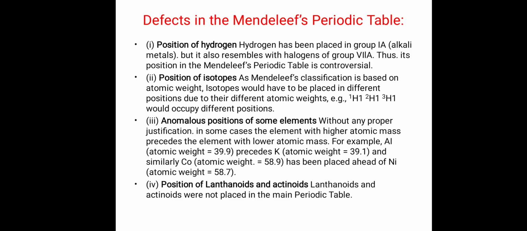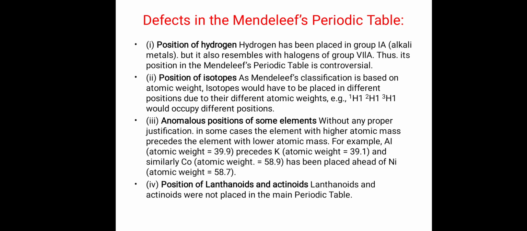Some demerits or defects in Mendeleev's periodic table. The position of hydrogen is not explained in the right manner. The next one is the position of isotopes. Mendeleev's classification is based on atomic weight, so isotopes would have to be placed in different positions due to their atomic weights. For example, take hydrogen. Hydrogen exhibits 3 isotopes, 1H1, 1H2, 1H3. But this is not explained in the right manner.